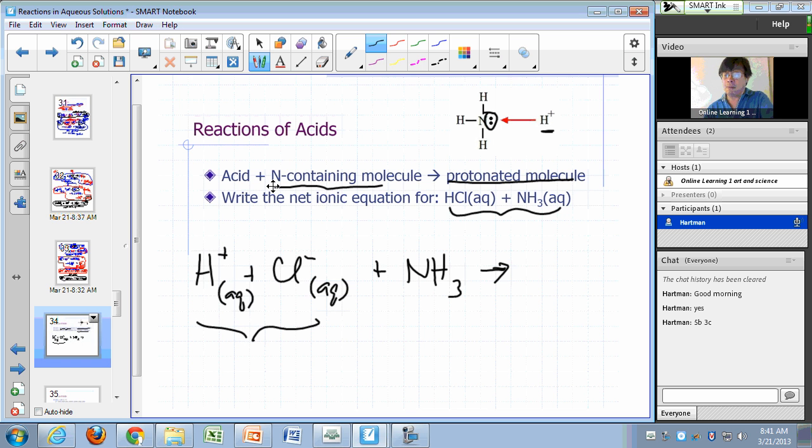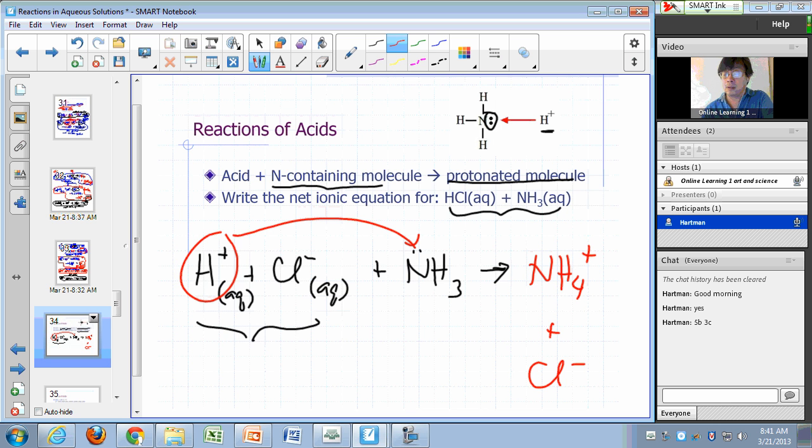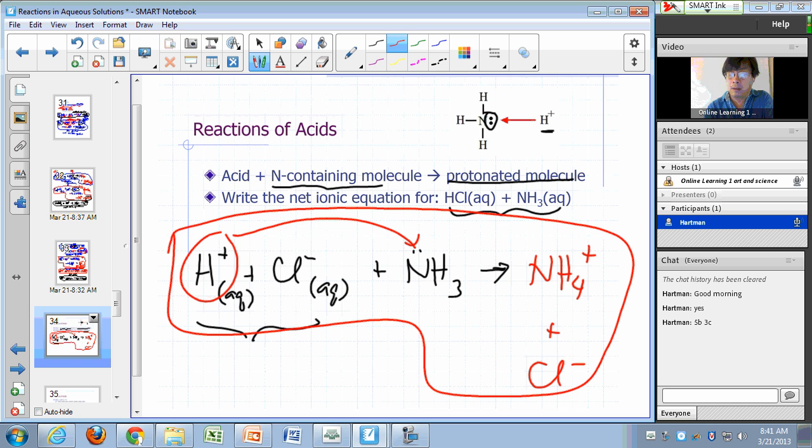That's a molecular compound. So the only thing that's going to happen here is that proton right there is going to attach itself to that NH3. That gives you ammonium ions. And you have your chloride ions still floating around. So this is your ionic equation. Okay?